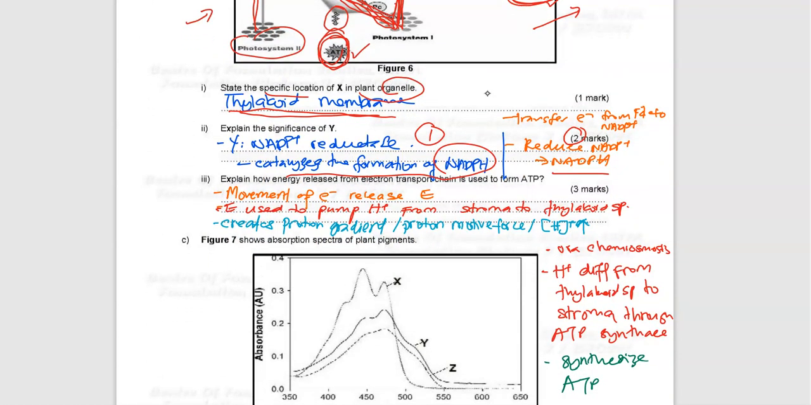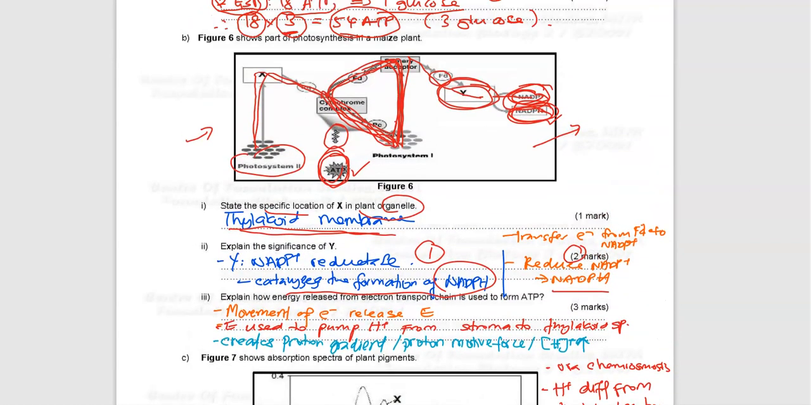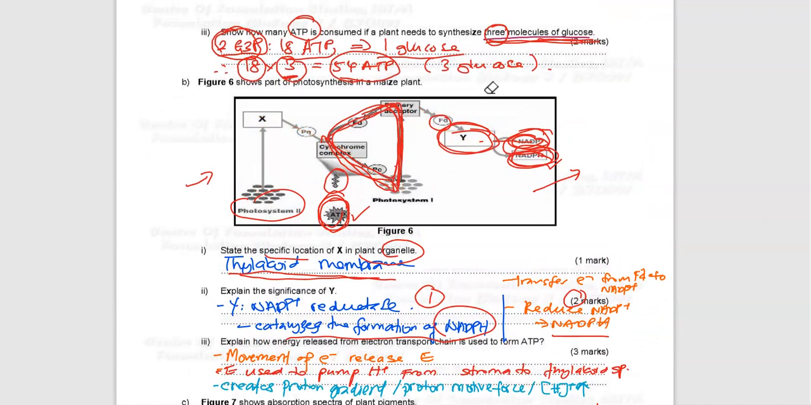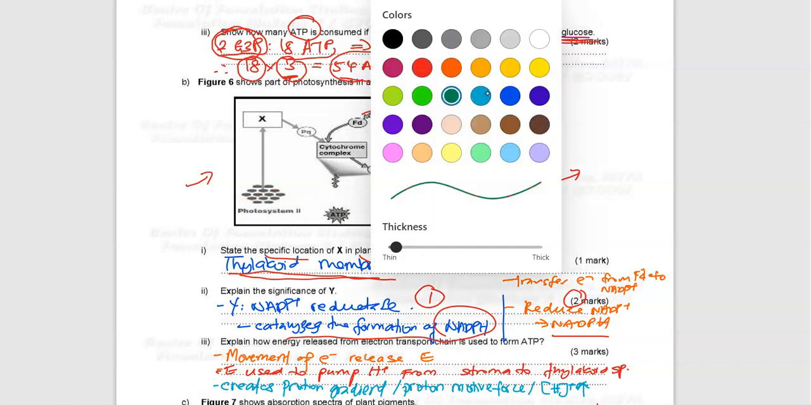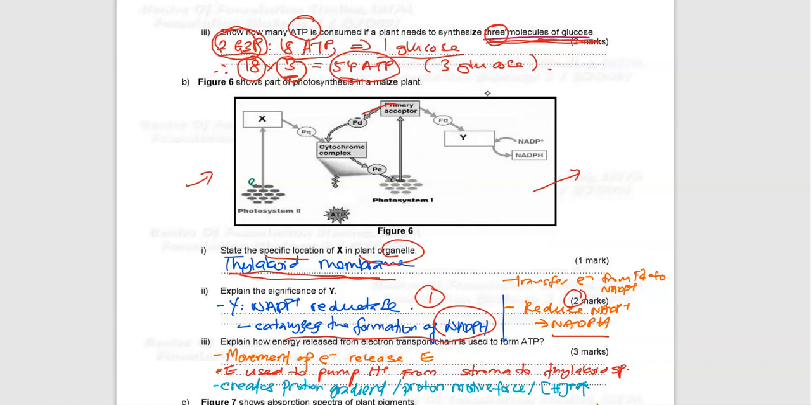Next question, explain how energy released from electron transport is used to form ATP. So let's delete all this scribble. Alright. So you know that electron from photosystem 2, to be specific from P680, will be excited through the absorption of photons by the accessory pigment and received by P680. So the electron of P680 will be excited and then received by the primary electron acceptor.